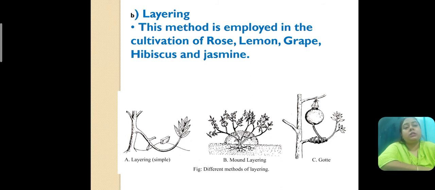This is the guti, or the third type of layering, which is called air layering. Here, a part or a branch of the plant is covered with soil and hormones and a cloth, and it is kept moist. After a few days, the adventitious roots will develop from this part of the plant, and then it can be easily detached from the parent plant and grown as a new plant. This is employed in the cultivation of rose, lemon, grapes, hibiscus, and jasmine.